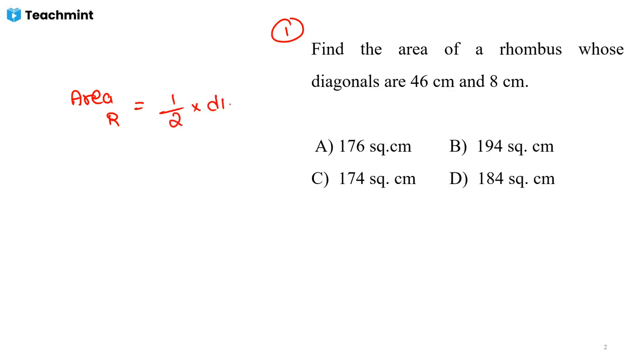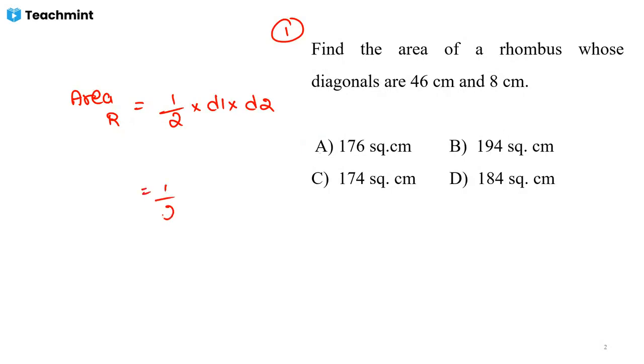When diagonals are equal, a rhombus becomes a square actually. The area of a square with diagonal d is d square by 2, that is, d square divided by 2. Okay, this is the area of a rhombus when the diagonals are given.